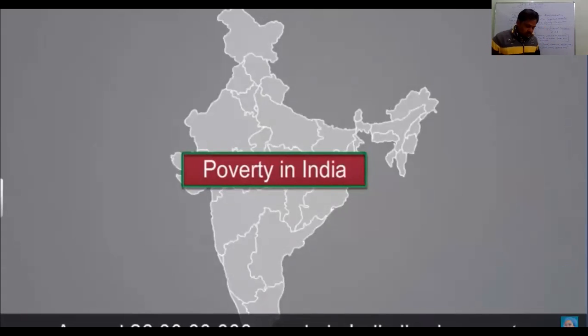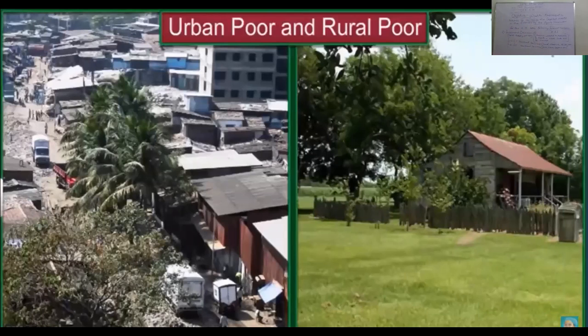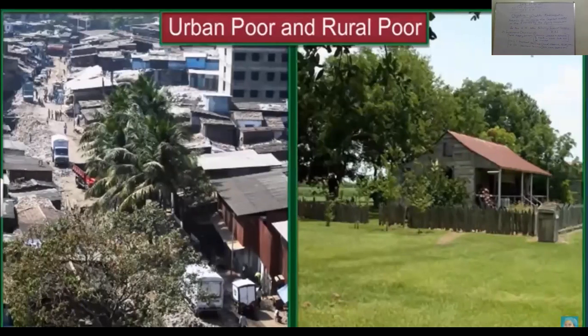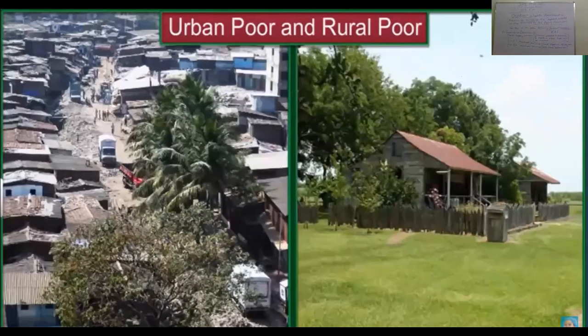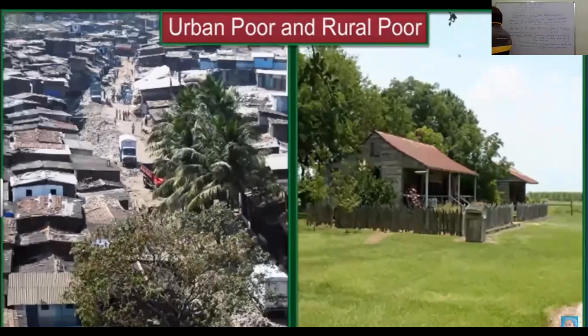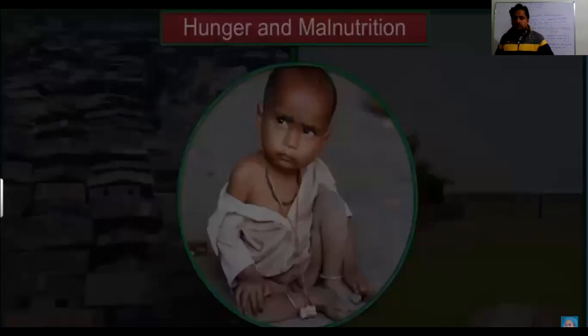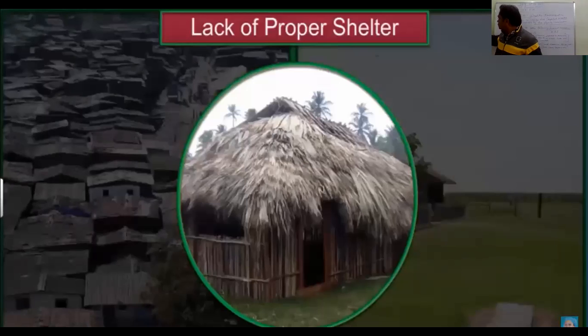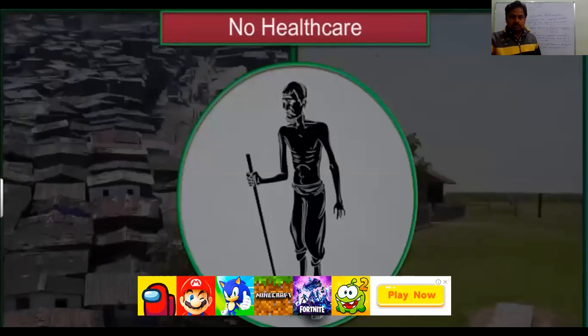Not all people living in cities are rich, and not all people living in villages are poor. Poverty exists in both urban and rural India. There are certain things that are common in the life of poor people in urban and rural India. These include hunger and malnutrition, lack of proper housing and shelter. They cannot get health care in case of illness, and have no regular job and income.